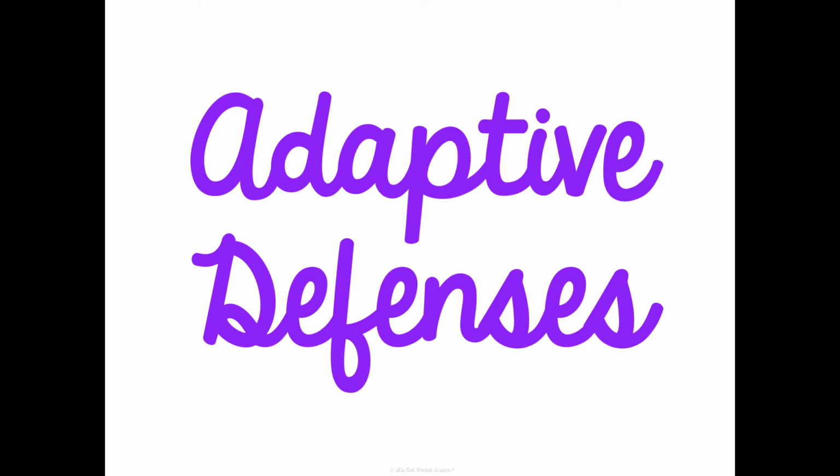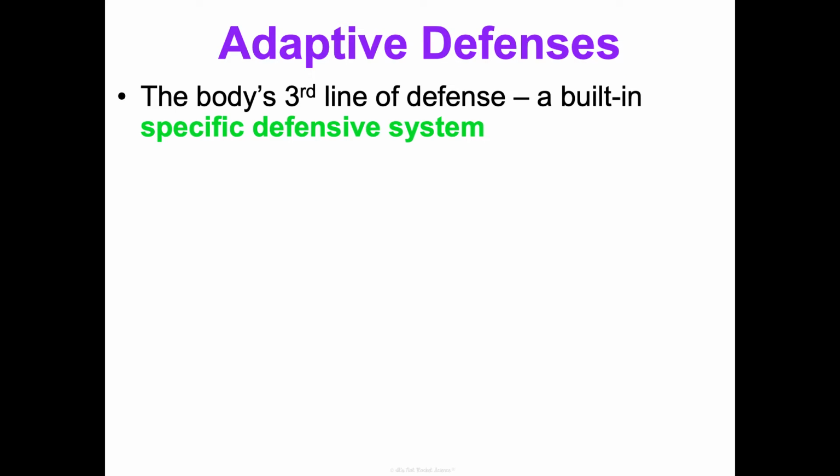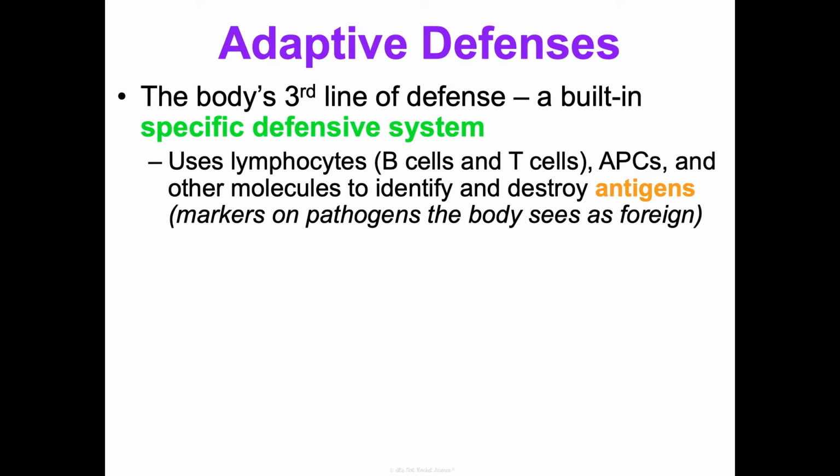All right, now we're going to talk about adaptive defenses. So this is our third line of defense, and it's a built-in specific defensive system. It's not restricted just to the initial reaction location like innate often is. It can work everywhere. It's mainly using lymphocytes, which are B cells and T cells, APCs, which we'll talk about, and then other molecules to identify and destroy these antigens.